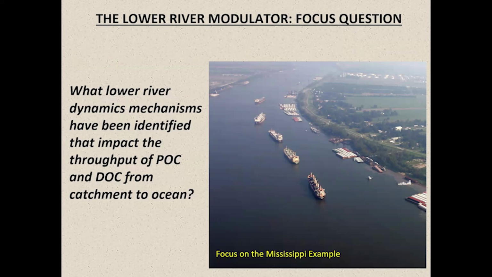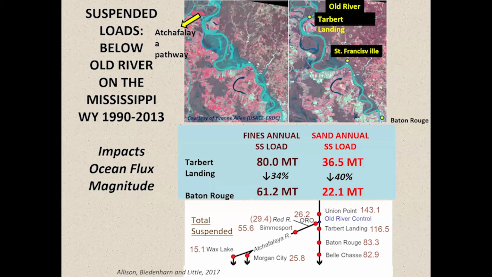So again, what lower river dynamic mechanisms have been identified that potentially impact the throughput of carbon to the ocean is what I'm going to focus on in the Mississippi example. So to start out, here's a study we did above Baton Rouge in the area of St. Francisville, Louisiana, up to where the Atchafalaya leaves the channel along that pathway. And there's a major reduction of sediment load, suspended sediment load from the USGS stations measured in this reach between the Old River passage into the Atchafalaya and down to Baton Rouge, which is where we are today.